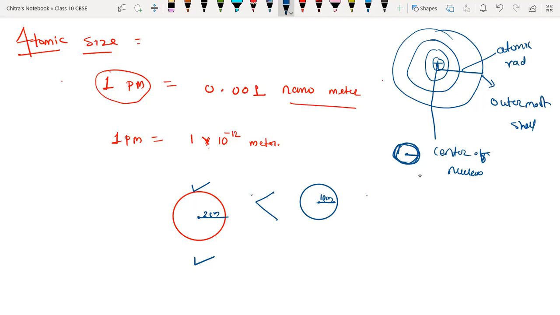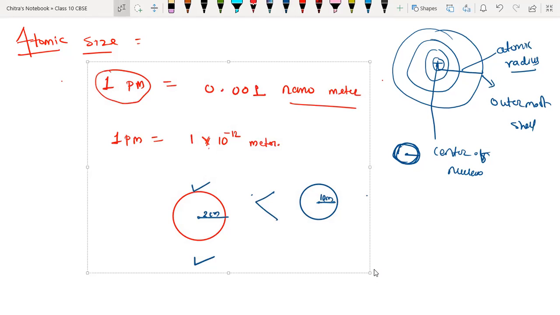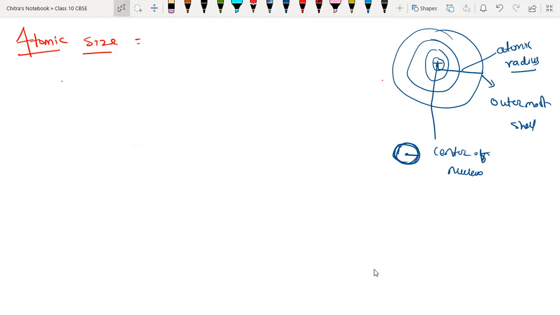Atomic radius. Understood what is atomic radius? Yes, sir. On the basis of atomic radius, we can say whether the atom is smaller or larger in size. So in order to determine the size, we had to know the atomic radius. Is it or not? Yes, sir. So first we will understand atomic radius.